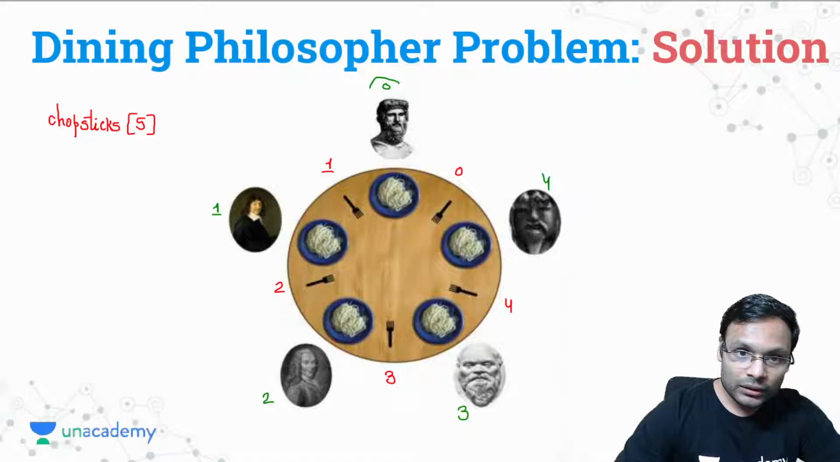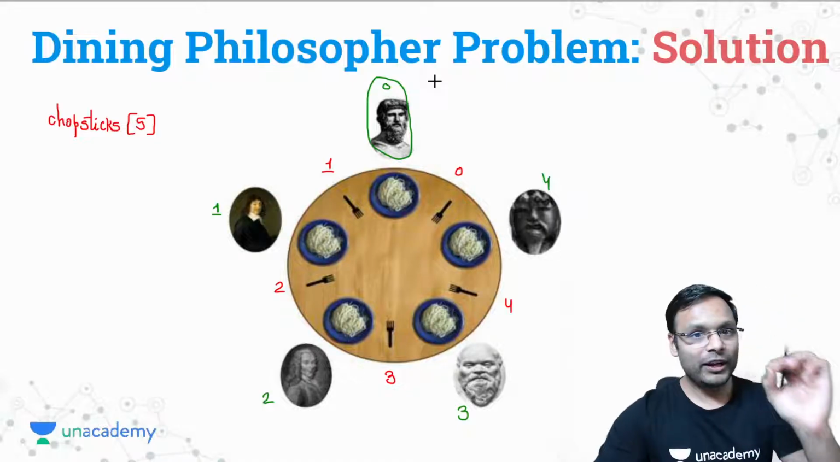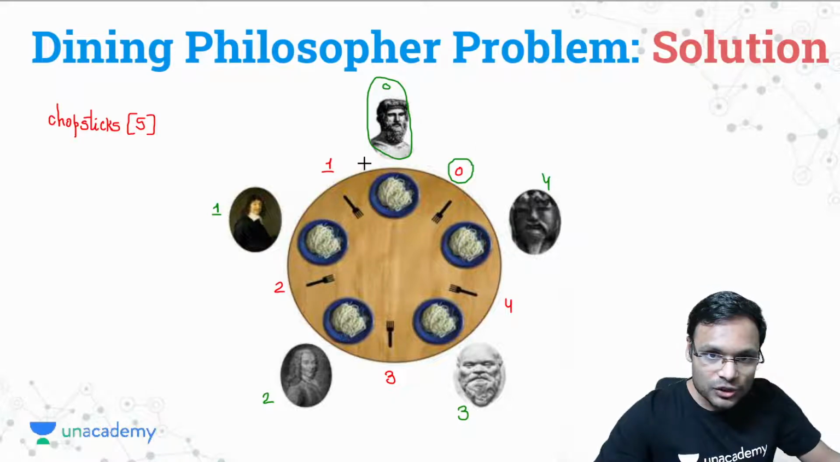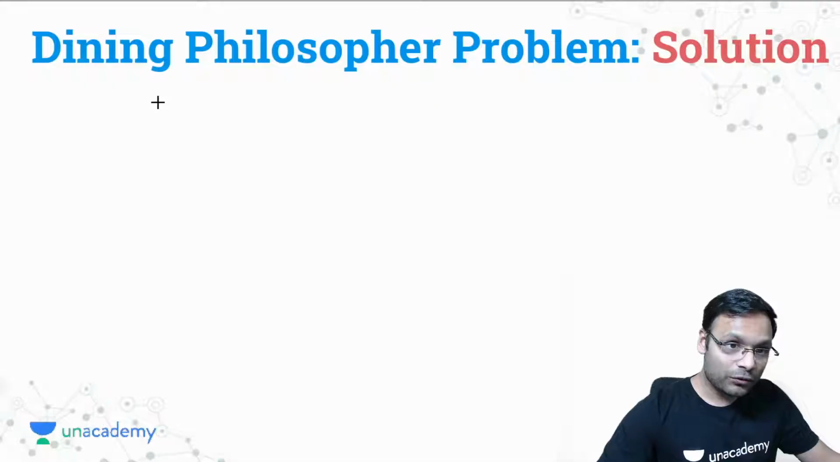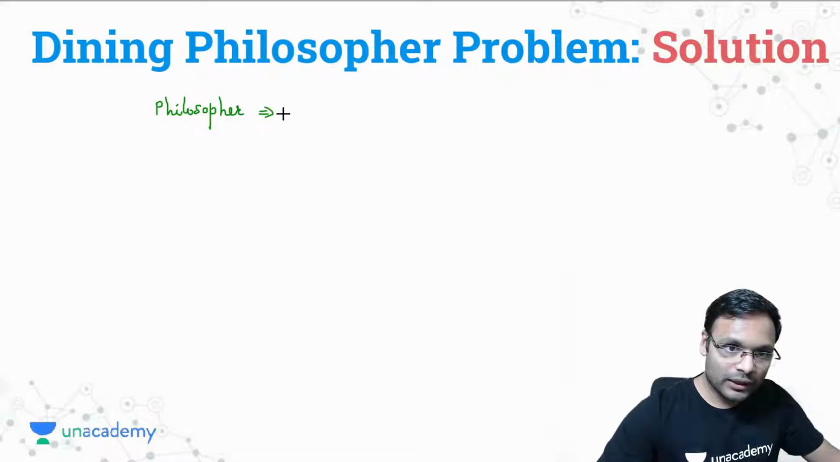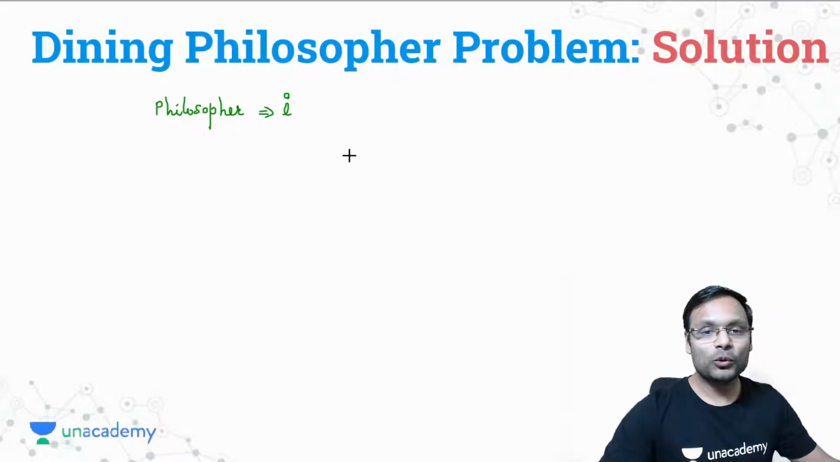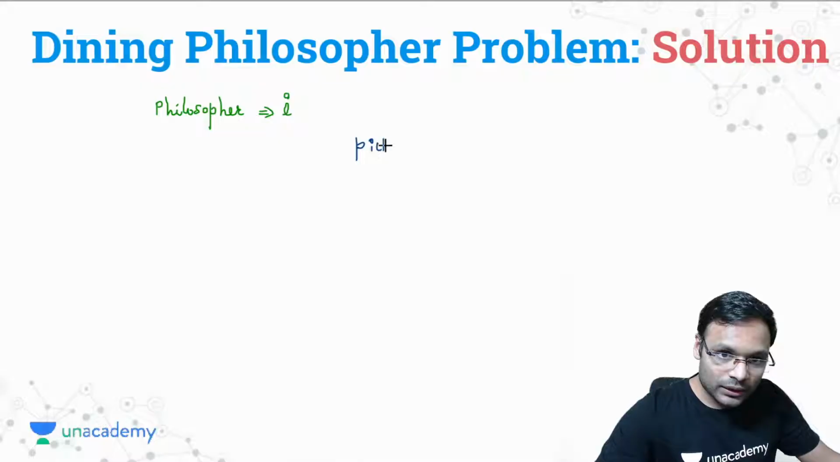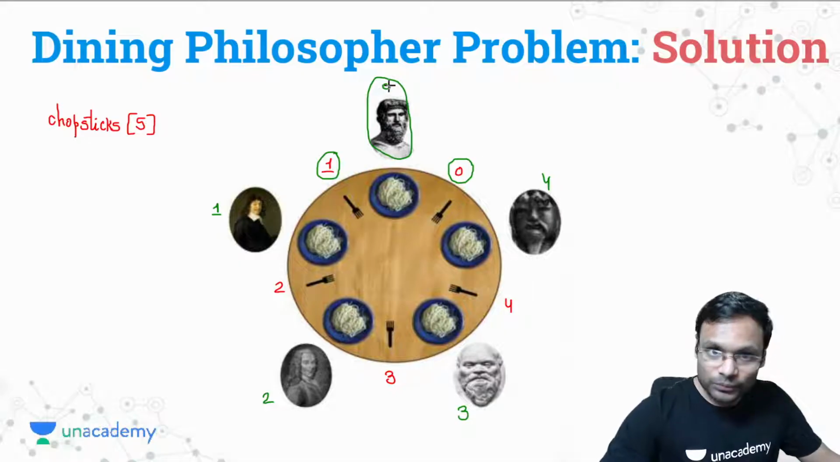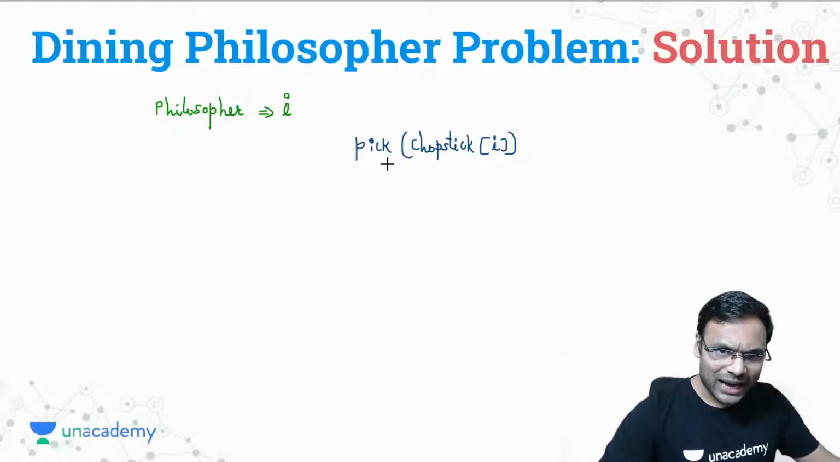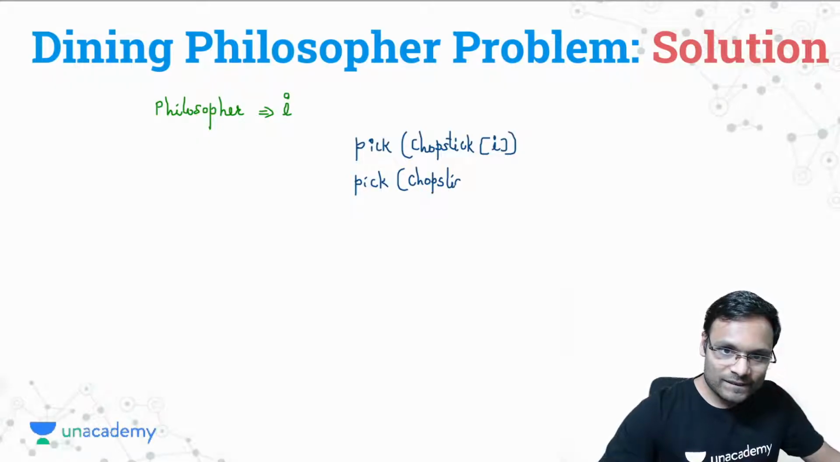If this fellow number 0 wants to eat, that fellow will have to pick this chopstick and this chopstick, right? So suppose philosopher number I wants to eat, that fellow will first pick which chopstick? Chopstick number I. For 0, it is 0 and 0 plus 1, which is 1. So this fellow will pick chopstick I, and after that chopstick I plus 1. Yes or no?